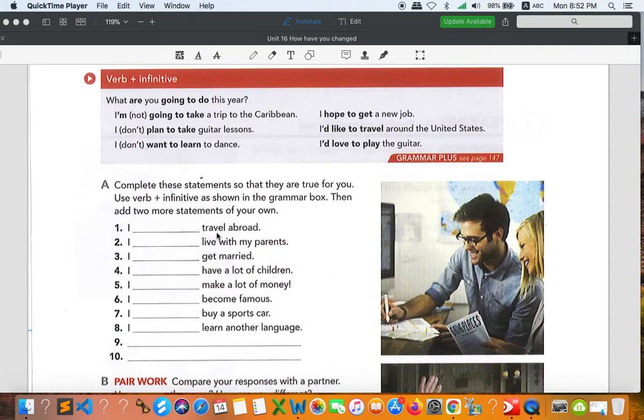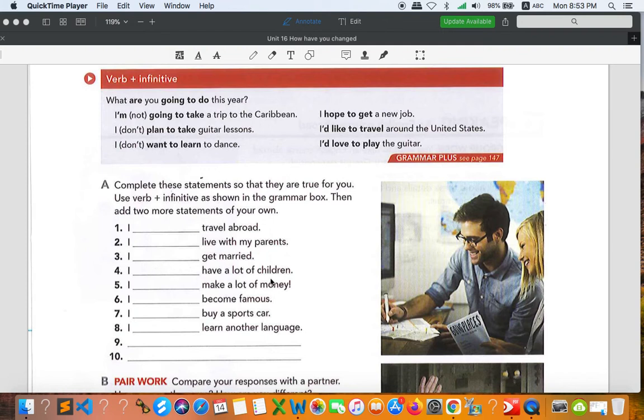Okay, so what do you think about traveling abroad? Well, you can come up with I plan to, or I want to, or I'm going to, I like to, things like that. All right, you can have the negative one. You can say I don't want, I don't plan, let's say I'm not going. Okay, things like this.